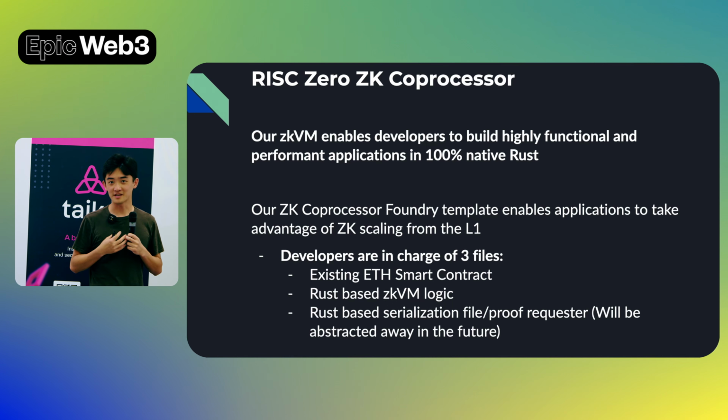What this practically means is you can basically build a coprocessor with just 3 files. With your existing Ethereum application smart contract, with your Rust-based ZK VM logic, this is where you offload any sort of scaling, any sort of compute, and then a serialization file that connects things up. So effectively, you can build this sort of roll-up but not roll-up ZK coprocessor with 3 files.